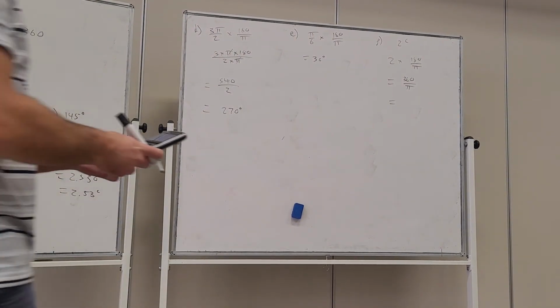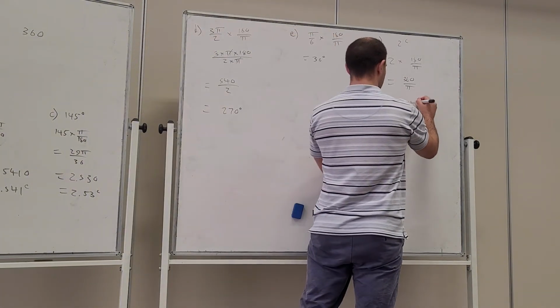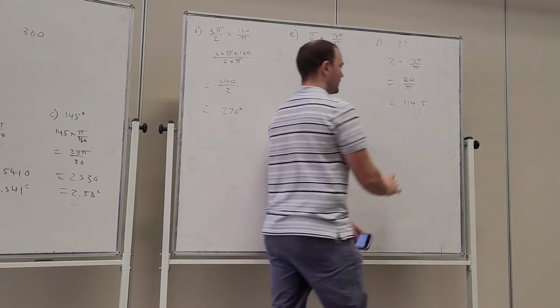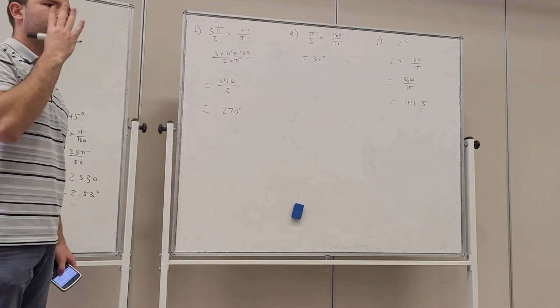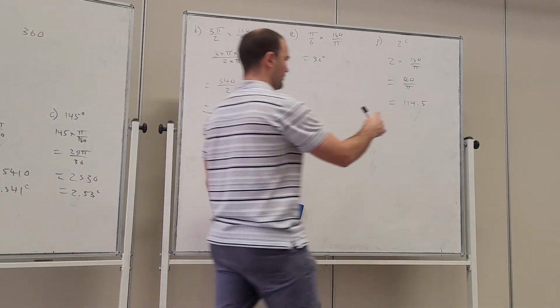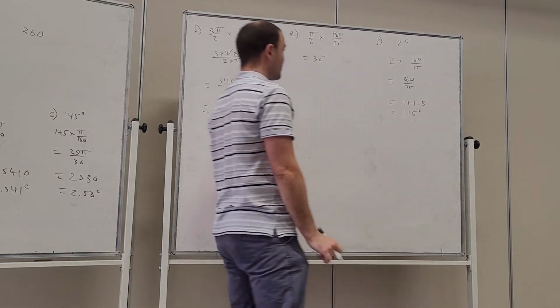Let's round it to a few figures. 360 divided by pi, I've got 114.5. It does say 114.59. Remember, we write down the first 4 numbers, and we round this one. 5 rounds up, so we've got 115 degrees.